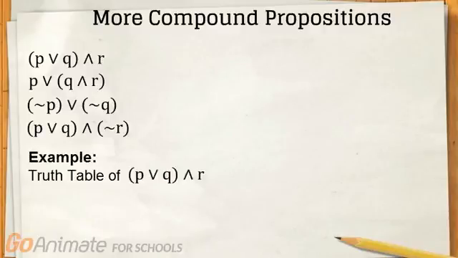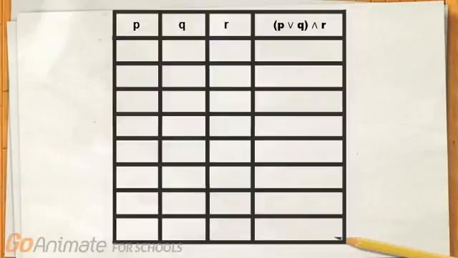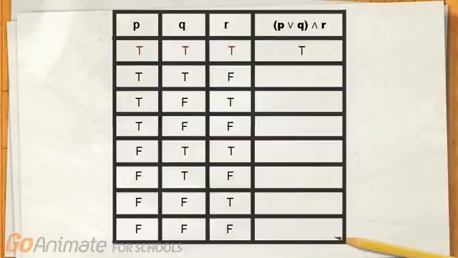Example. Truth table of disjunction of P, Q, with conjunction of R. Let's fill up the first row. Now, when P is true and Q is true, we know that P or Q is true. Since R is also true, we have that P or Q disjunction R is true. We can complete the table in a similar manner.